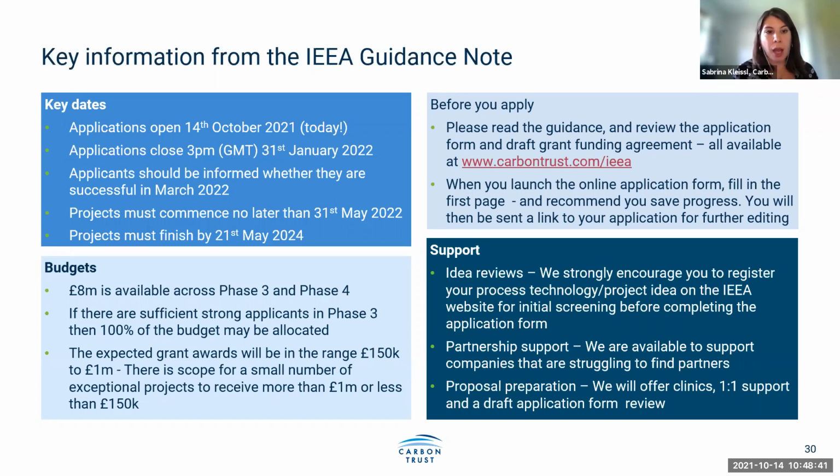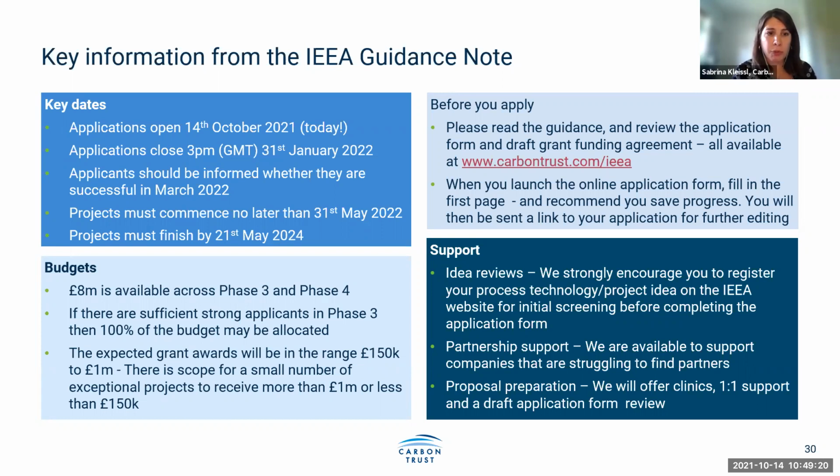There's up to £8 million of funding allocated across both phases, so phase 3 and phase 4. However, and we need to stress this, if there are sufficient strong applicants in phase 3, so during the current application window, the entire budget might be allocated and we won't run a phase 4. So if you have a project idea, then please apply now in this application window, as there might not be a phase 4, so maybe not be another application window.